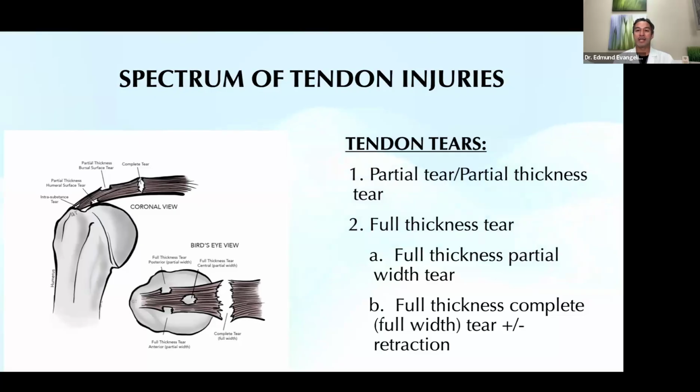Now, if you have a full thickness complete tear or full width tear, that's where the tear is through and through the entire tendon. So you have basically a complete rupture of the tendon. And that's where we can have retraction, where the two ends of the tendon can start spreading apart. So that's the different types of tendon tears, and you can see this terminology on your MRI reports.